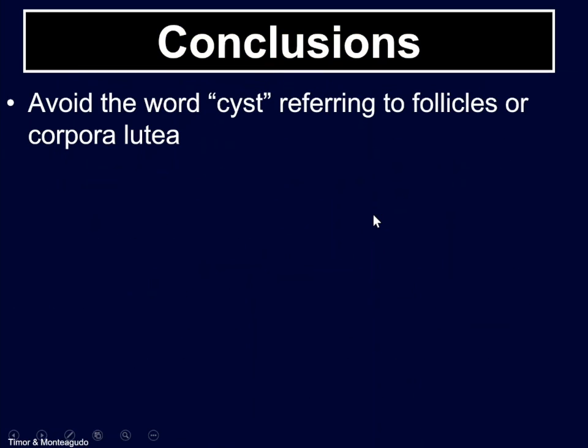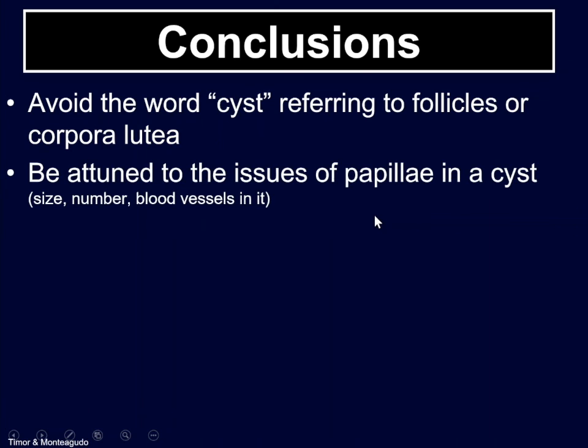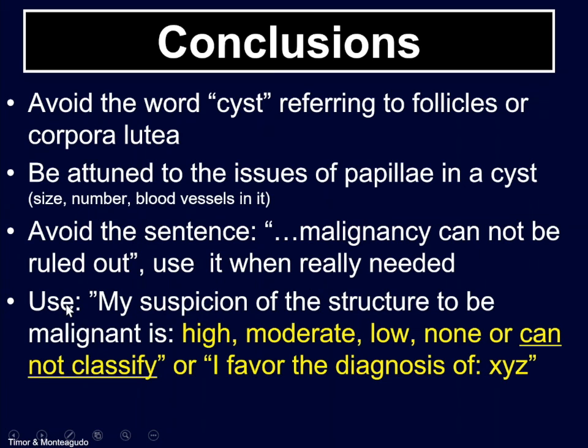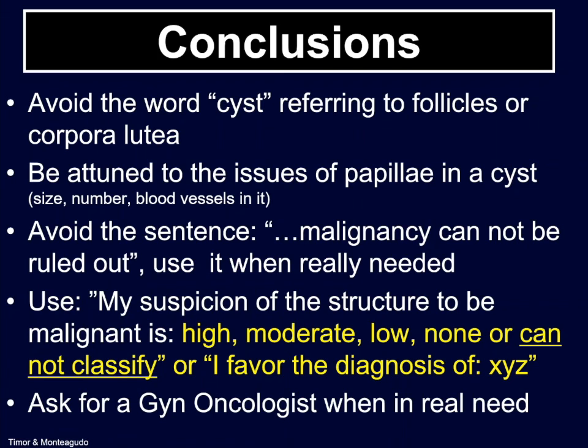Avoid the word cyst when referring to follicles and corpora lutea. Be attuned to the issues of papillae in a cyst, their size, the number of blood vessels in them. Avoid the sentence "malignancy cannot be ruled out." Use it when really needed. Use "my suspicion of the structure to be malignant is high, moderate, low, none, or cannot classify." Or you can use "I favor the diagnosis of X, Y, or Z" as the one that you were most impressed with. And ask for a gynecologic oncologist when in real need.